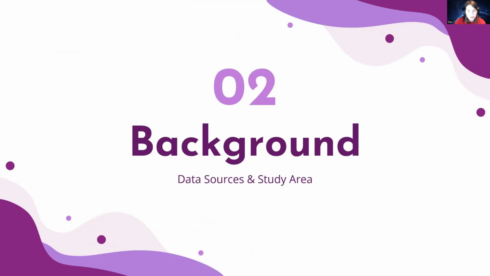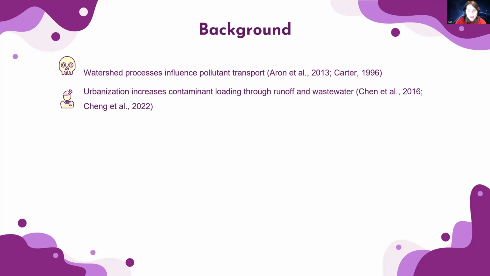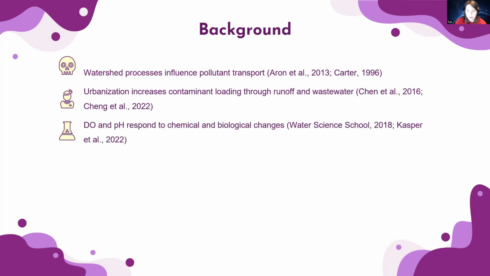Background. Previous research has shown that watershed processes strongly affect how pollutants move through the environment. For example, studies have shown, and others highlight, how runoff and hydrogeology shape water quality. Urbanization is another major factor. Research has also shown how development, impervious surfaces, and wastewater inputs increase pollutant loading.